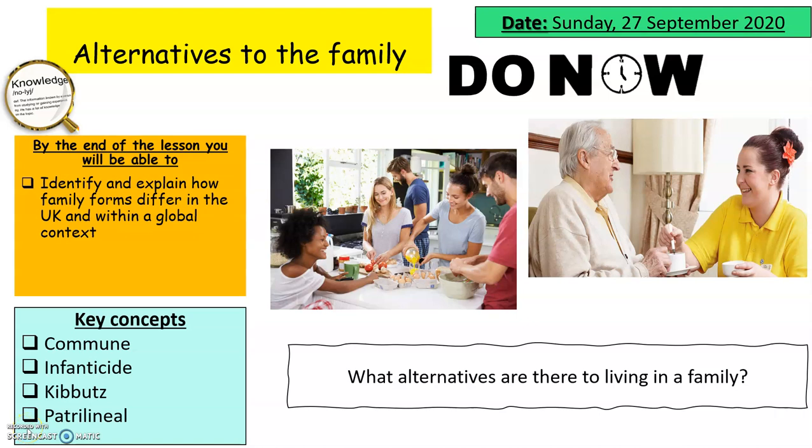Hi and welcome to lesson 6 in the family topic. So this is looking at alternatives to the family. In this lesson we're going to look at identifying and explaining how family forms differ around the UK, but also within a global context as well. I'm going to be looking at the key concepts of communes, infanticide, kibbutz and patrilineal families.